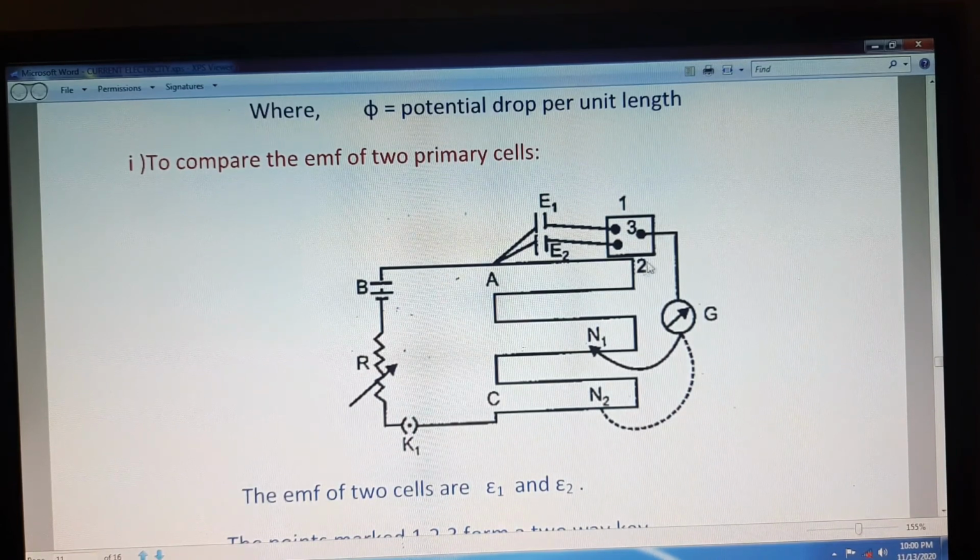This is the two-way key, 1, 2, 3, where we have to take a galvanometer. A to C is the potentiometer wire, L-shaped wire, and N1 is the first balancing point and N2 is the second balancing point. We can balance these balancing points, or lengths are determined by the jockey J.